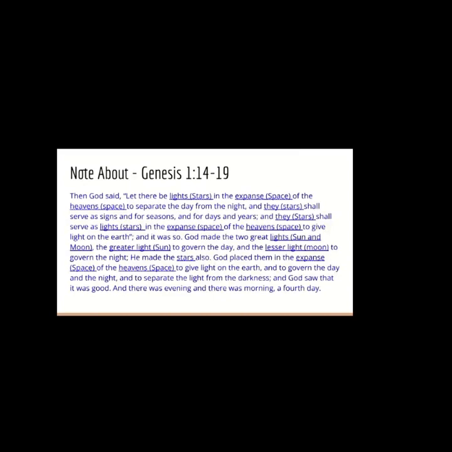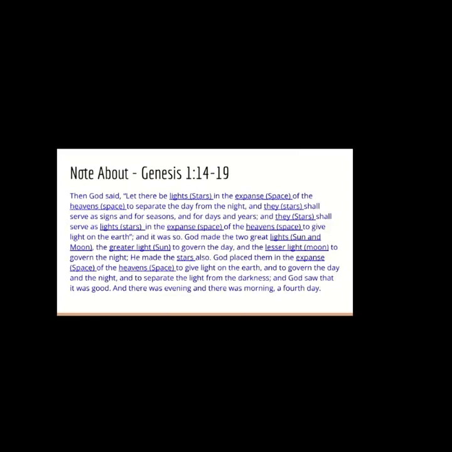And it was so. God made two great lights, the sun and the moon, the greater light being the sun to govern the day, and the lesser light, the moon, to govern the night. He made the stars also. He placed them in the expanse, which is space, the heaven of the heavens, to give light on earth and to govern the day and the night, and to separate light from darkness. And God saw that it was good, and there was evening and morning on the fourth day. The Hebrew word is yom, which is often translated as eon. So we have this fourth day creation.